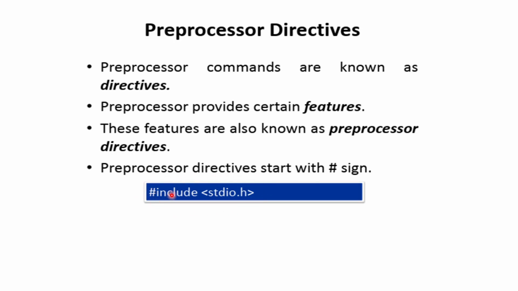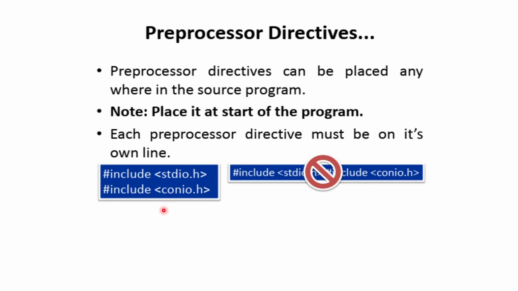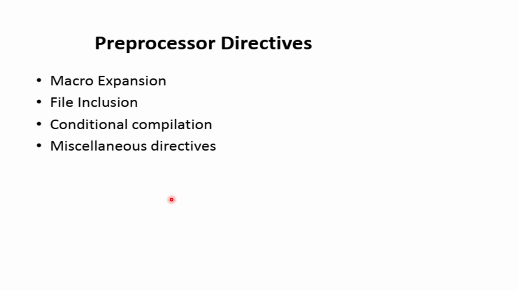For example, the one I have told you, hash include. There are four different types of preprocessor directives: macro expansion, file inclusion, conditional compilation, and miscellaneous directives. One by one, we will see these preprocessor directives, and we will see different examples by which we will realize how exactly each preprocessor directive works.